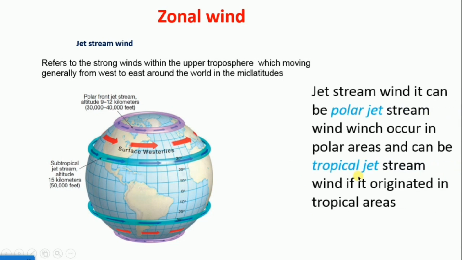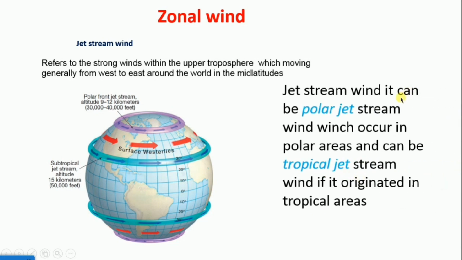Jet stream wind can be polar jet stream wind, which occurs in polar areas, and also tropical jet stream wind, which originates in tropical areas. When it originates in mid-latitude tropical areas, it is termed the tropical jet. But if it originates in polar areas, it is termed the polar jet.